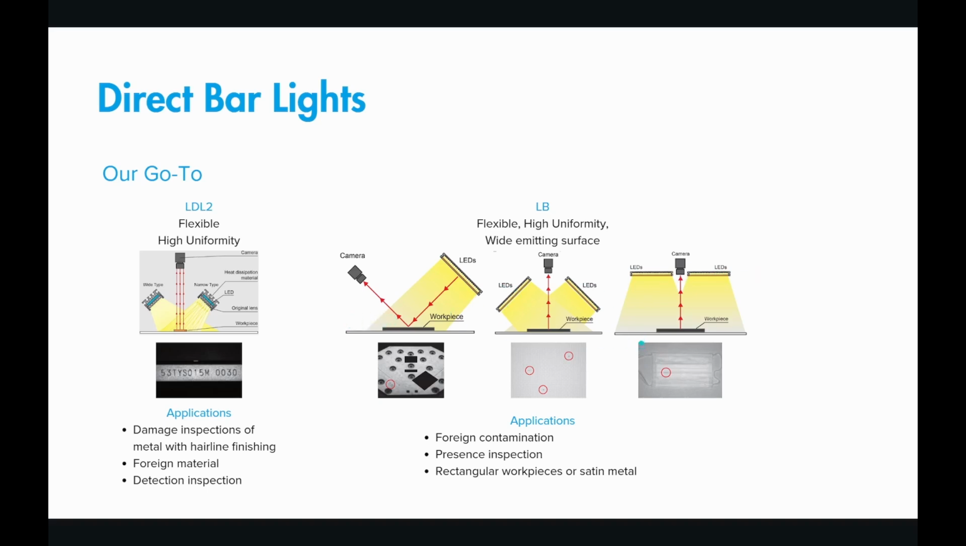So when to pick each one of these, I would say the LDL2 is great for high precision, maybe smaller field of view applications, and then the LB is where you need maybe a little bit more uniformity, maybe more reflective surfaces, or maybe slightly larger field of view than the LDL2.